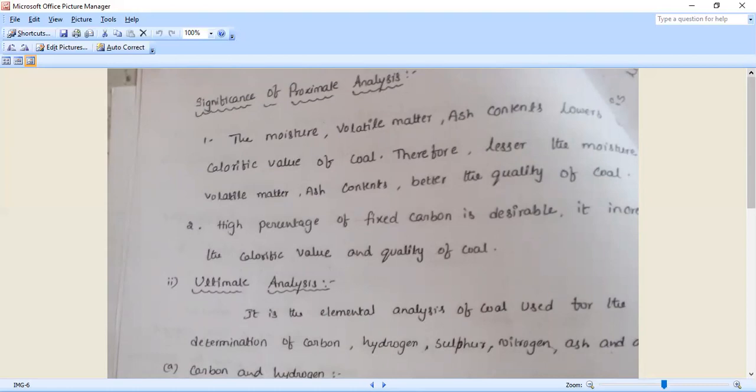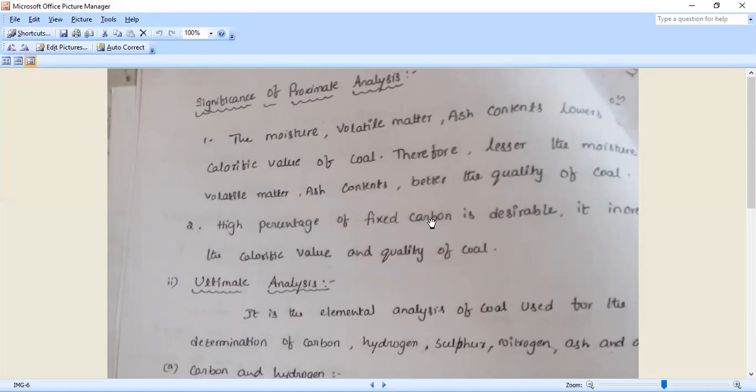Next, a high percentage of fixed carbon is desirable. It increases the calorific value and quality of the coal. Earlier we discussed fixed carbon. When the carbon content is higher in the coal, it automatically produces a higher calorific value. So these are the significances of proximate analysis.